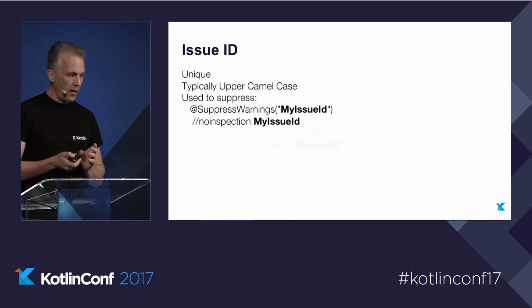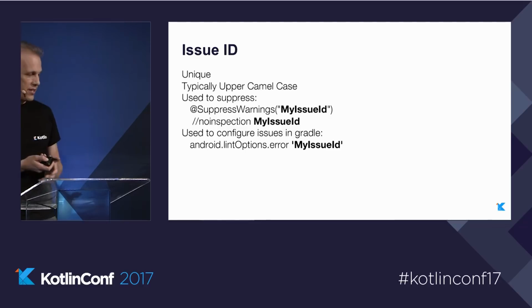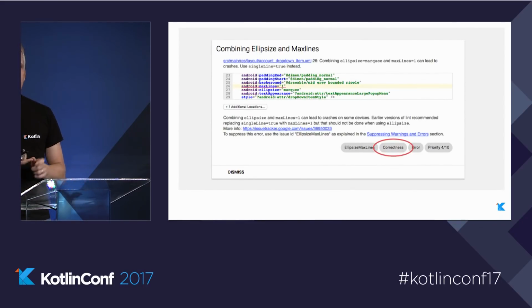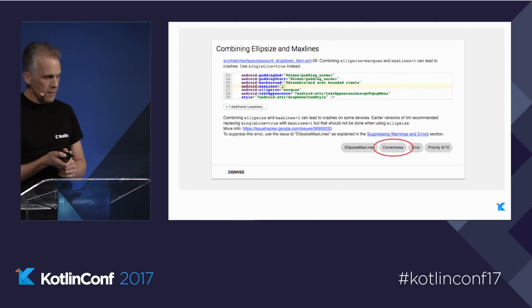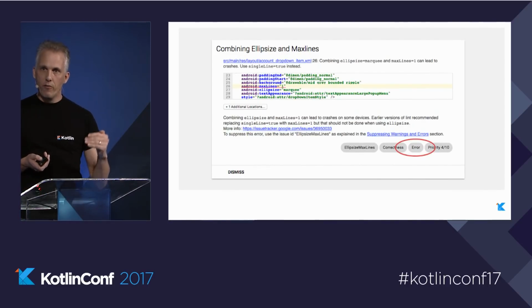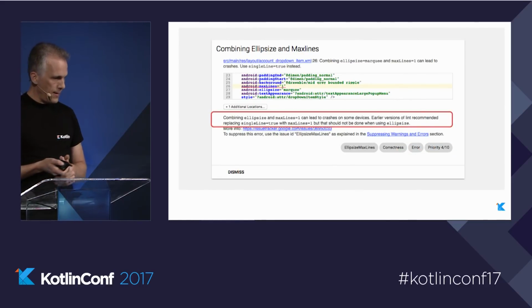It'll also show up when users are configuring their Gradle options to increase or decrease the severity of the issue. We also have a category, which can include things like performance or correctness or security and so on. There's a severity. So we have warning, error, or fatal. And again, fatal is enforced error, right? That's the one that'll break the build if someone uses it. Priority you can ignore.